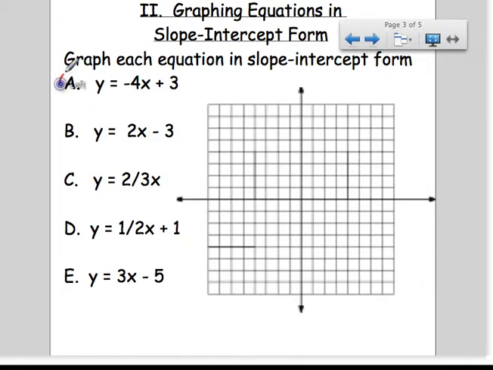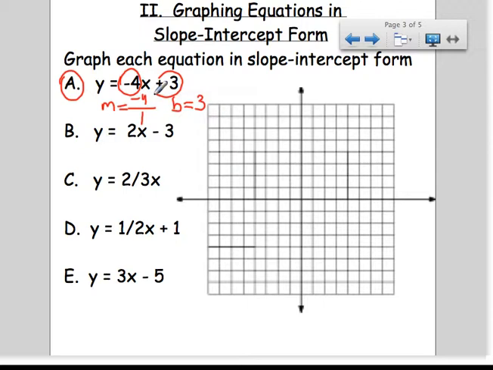So looking at A, I can see that if y equals mx plus b, the slope is negative 4. So I'm going to identify the slope first, which is negative 4 over 1. It doesn't change it if I put it over 1. The y-intercept is positive 3. And the reason I cared about those two pieces of information is that's enough to graph this line.